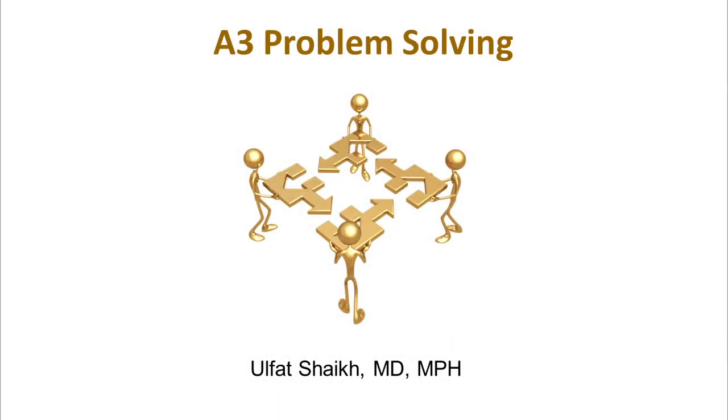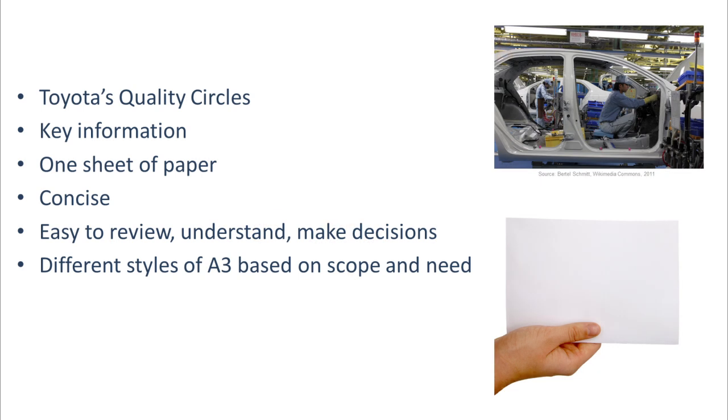This video provides an introduction to A3 problem solving. A3 is a continuous quality improvement approach first used at Toyota. This structured approach is frequently used by people who use lean quality improvement methods. A3 is also called systematic problem solving, or SPS. The A3 approach was part of Toyota's quality circle problem solving efforts in the 1960s.